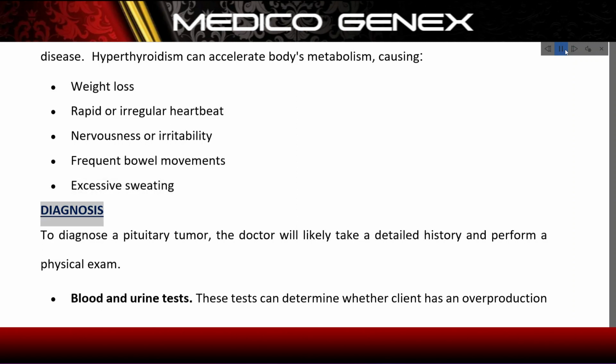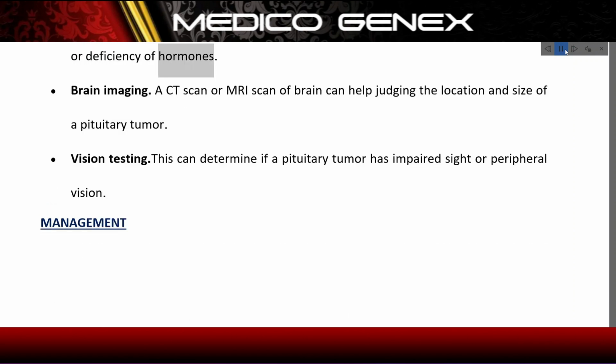Diagnosis. To diagnose a pituitary tumor, the doctor will likely take a detailed history and perform a physical exam. Blood and urine tests. These tests can determine whether a client has an overproduction or deficiency of hormones. Brain imaging. A CT scan or MRI scan of the brain can help judge the location and size of a pituitary tumor. Vision testing. This can determine if a pituitary tumor has impaired sight or peripheral vision.